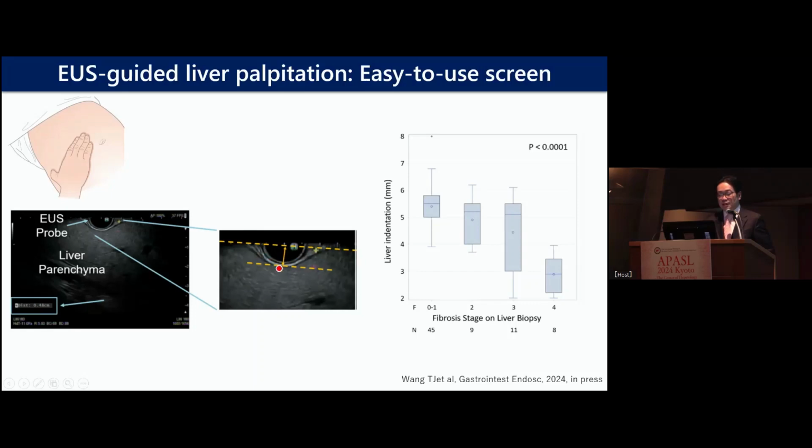the probe. But like this case, it's fibrosis stage 4. It's too stiff to push and make an indentation by the EUS probe. So you can measure liver stiffness just by pushing the liver using an EUS probe. So it's a very cheap method to measure liver stiffness.